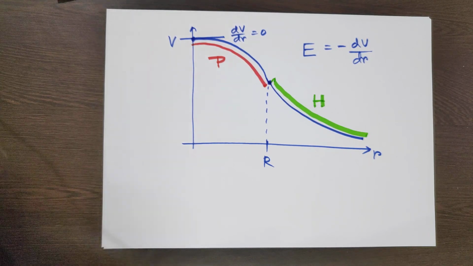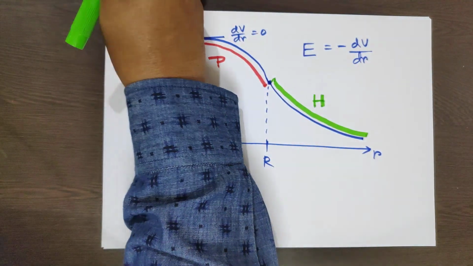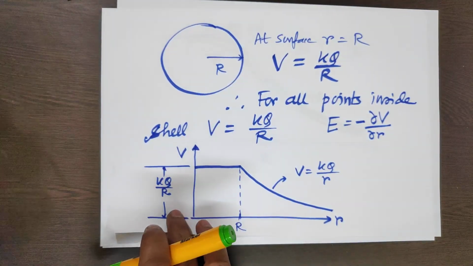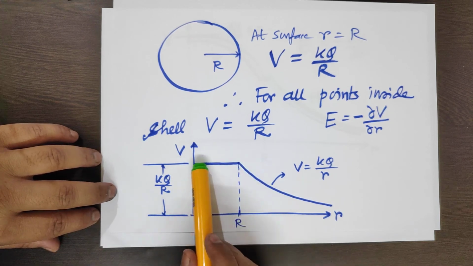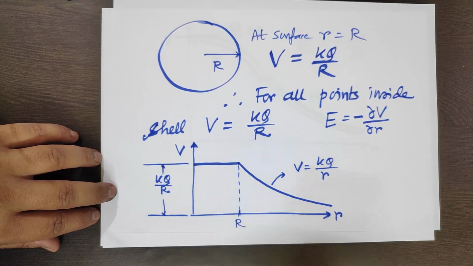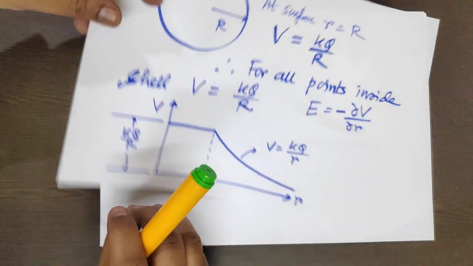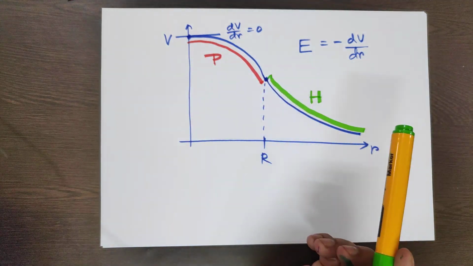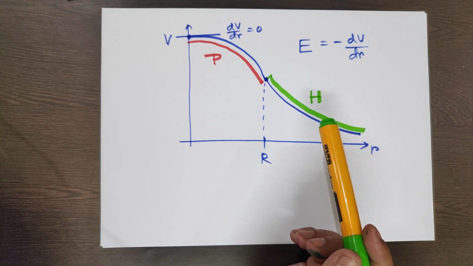This was due to a solid sphere, right? And due to a shell, what was it? Due to a single shell, it was this, right? It becomes straight, becomes flat, same potential. And here see potential increasing. Why? Because from more potential, high to less potential, that is the direction of the field.